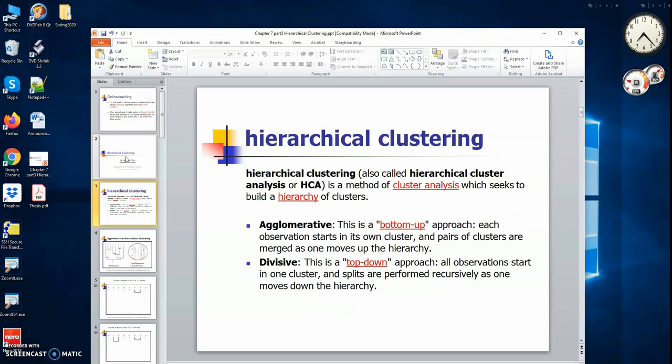Hierarchical clustering is a method of cluster analysis which seeks to build a hierarchy of clusters. There are two major ways of doing so. One is called the bottom-up approach, which is agglomerative. The other one is divisive, which is the top-down approach. In this class we will have a lot of discussion about the bottom-up approach, and we will also talk about what the top-down, divisive clustering algorithm looks like. So let's start with the bottom-up, agglomerative approach.